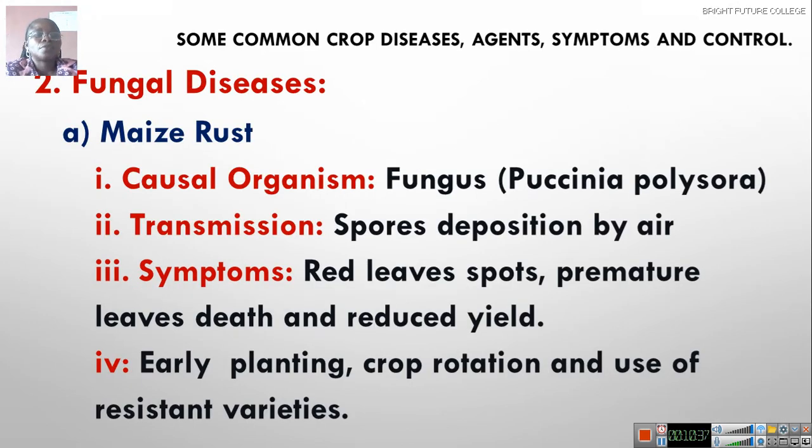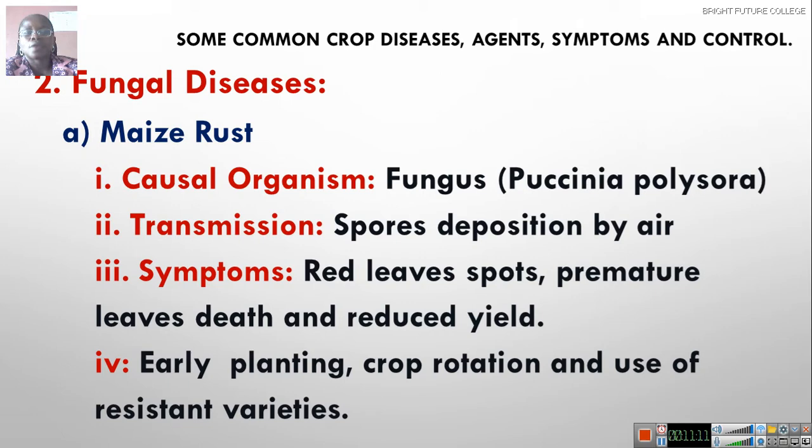Now let's move on to fungal disease. Fungal disease. We'll also use the same pattern. We'll look at the organism that causes it, the mode of transmission, symptoms, and control measures. I want to start with the fungal disease called maize rust. Maize rust. What causes it? It's a fungus, and the name of that fungus is Puccinia polysora.